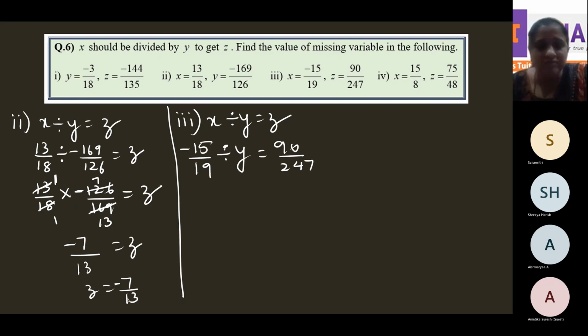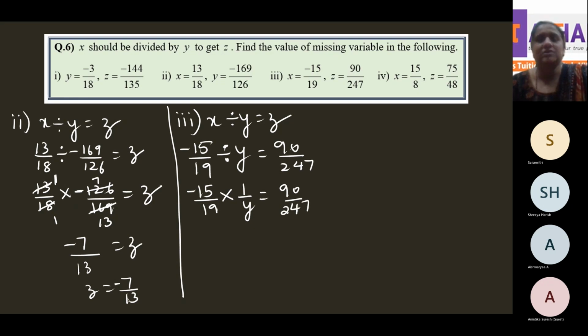Now, whenever you have this division symbol, you have to change it to multiplication immediately in the next step. So minus 15 by 19, division becomes multiplication and y is written as its reciprocal. Y by 1 is 1 by y, is equal to 90 by 247. This is the second step. Do you all have this? Yes, ma'am.